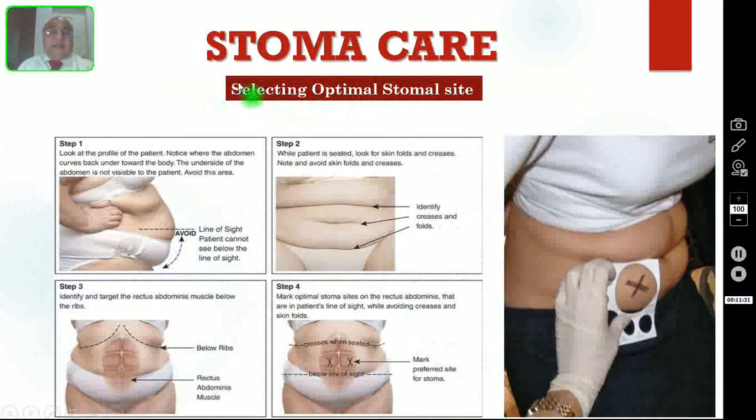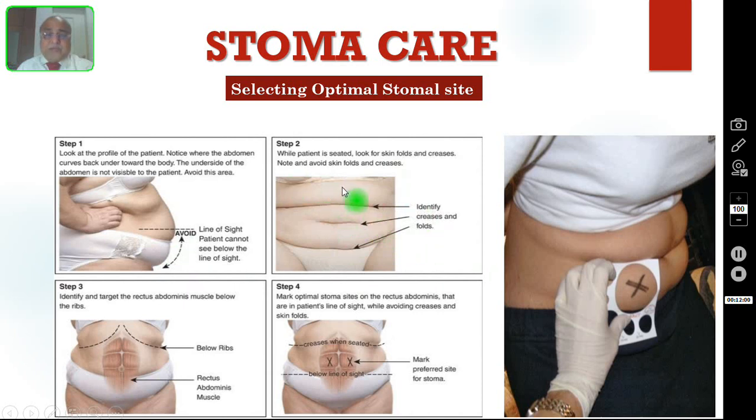So this is selecting the optimal stomal site. You have to decide whether the patient is able to look at, and see, the stoma. That is very important. Here, in this obese patient, the patient cannot see below this line. So you have to avoid this portion of the abdomen because the patient may not be able to see the stoma. And then you have to avoid all these creases.